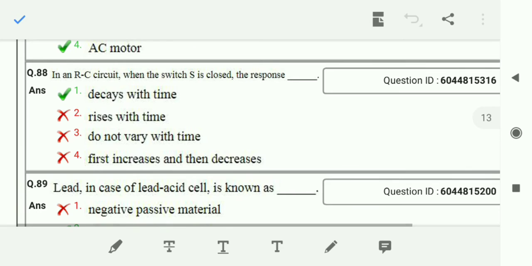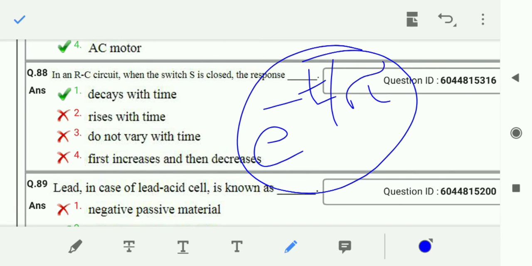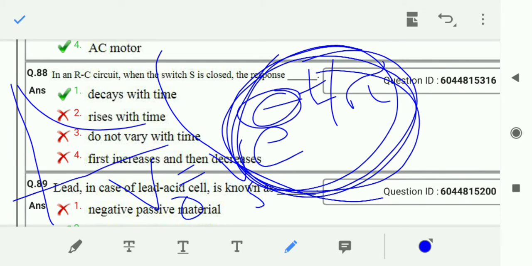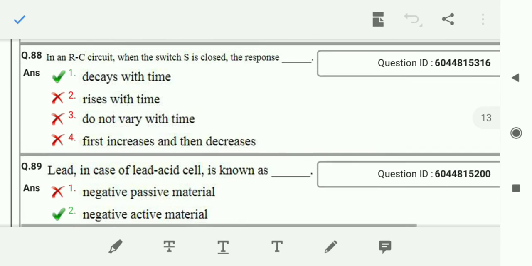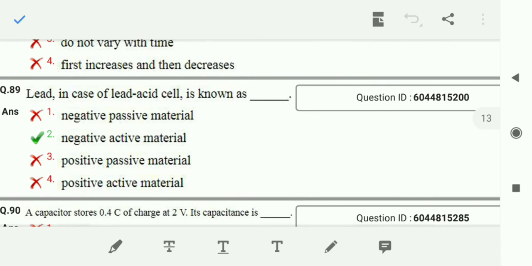Next, in an RC circuit, when the switch S is closed, the response is what, sir? e power minus t by tau. For example, if I want the output voltage, it is equal to supply voltage into e power minus t by tau. That means it is exponentially decaying. Minus means exponentially decaying. Its graph will look like this. So the answer is that it decays with time.